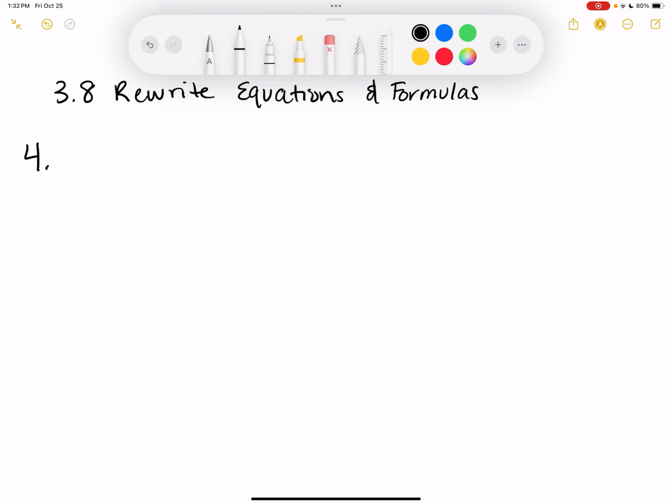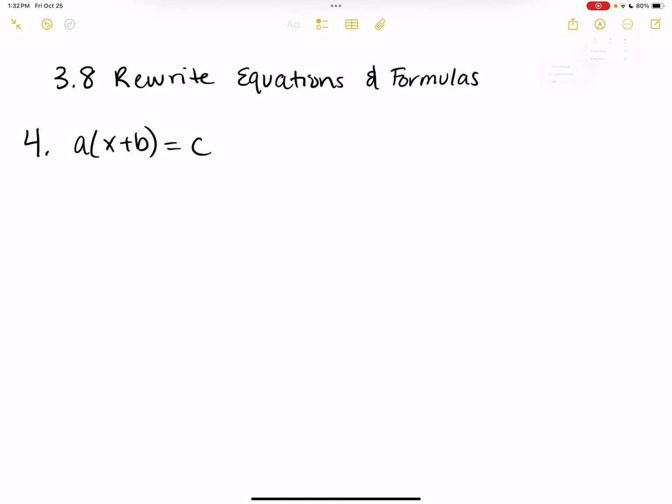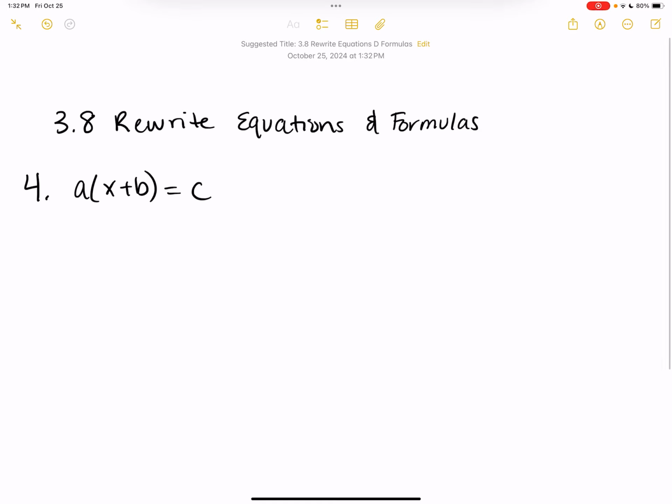Number 4, these say to solve the literal equation for x. So they give us an equation that doesn't have any numbers in it. This one's going to be a times x plus b equals c, and we're solving for x in that equation. I'm trying to get x by itself, so I have to undo things to get to that point. Then they give me an equation with numbers that looks the same, and essentially I'm just plugging in those numbers and solving. So I'm kind of doing each one twice.